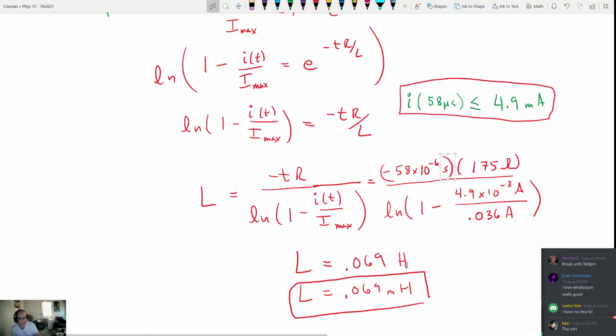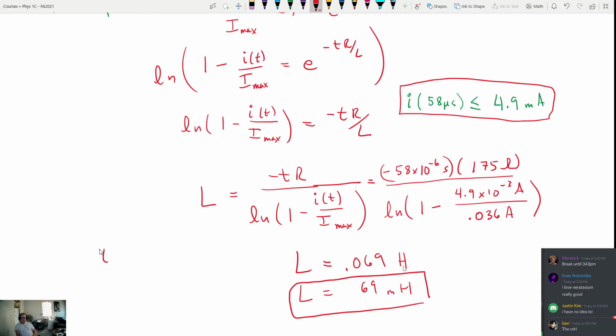The millihenries? Oh, whoops. My bad. This would be 69 millihenries. Oops. Sorry. There we go. mH would be millihenries, so 69 times 10 to the negative 3 will give this.